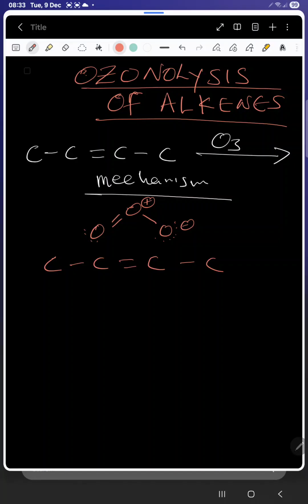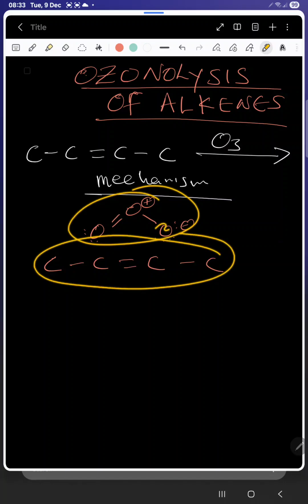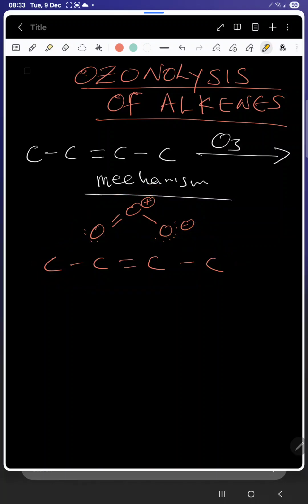So now we are going to carry out the mechanism when ozone is added to this alkene. So how can we carry out the mechanism? What we are going to do is this. We say one of the bonds here will be a potential nucleophile. The bond which is going to be the potential nucleophile here is the bond which is here, because here we have a sigma bond and a pi bond.